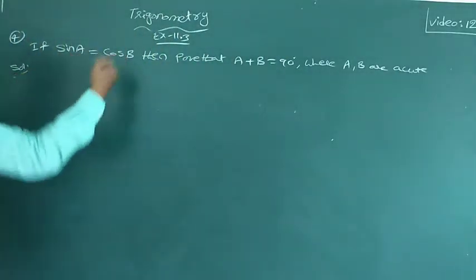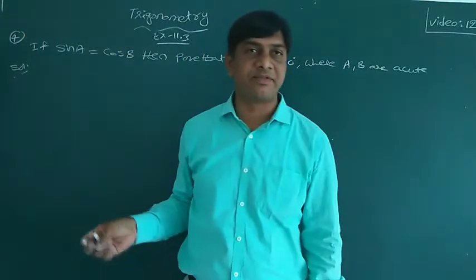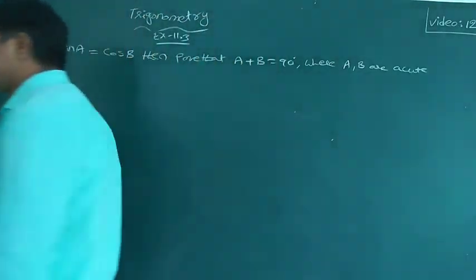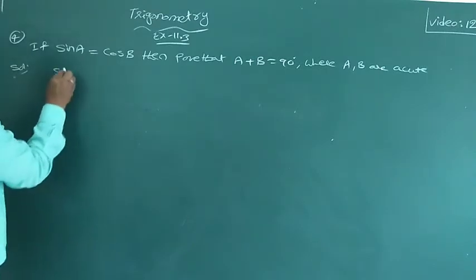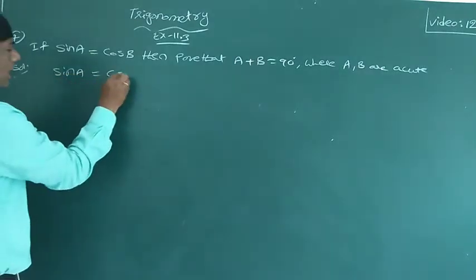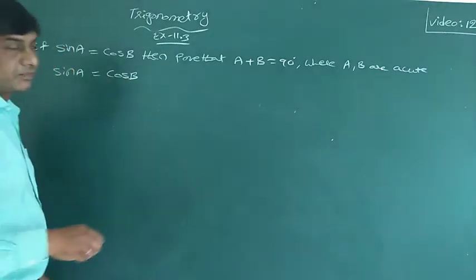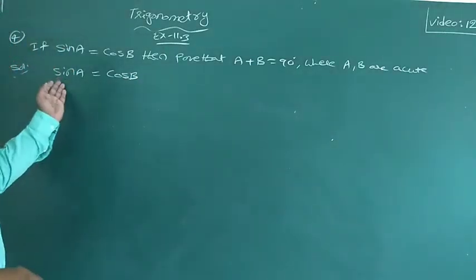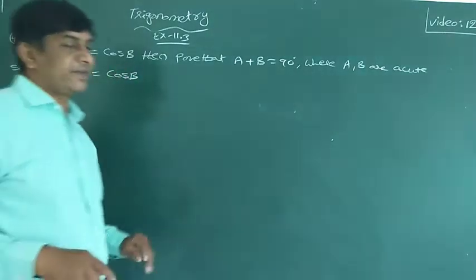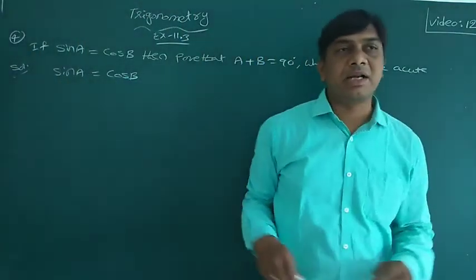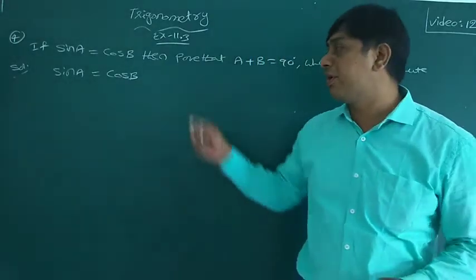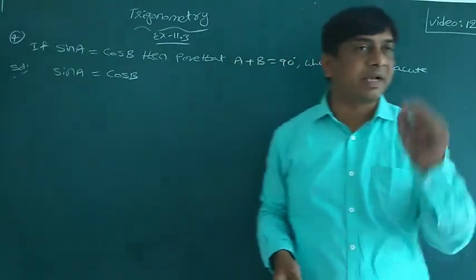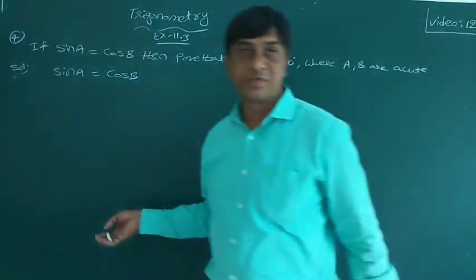Here they have given tan A and cot B; you do it yourself. I just changed the functions. Here they have given sin A is equal to cos B. So here the function is different and the angles are also different, so I can't write its complementary directly. I don't know exactly what its complementary is, because they are not numerical angles.